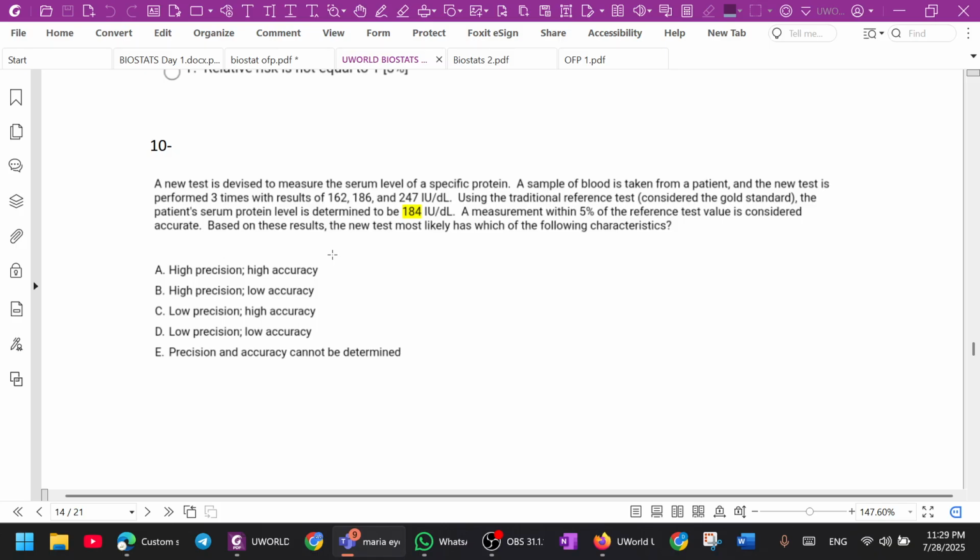A new test is devised to measure the serum level of a specific protein. A sample of blood is taken from a patient. The new test is performed three times: 162, 186, 147. Using the traditional reference test, considered the gold standard, the patient's serum protein level is determined to be 184, a measurement within 5%. The reference test value is considered accurate. Based on these results, the test most likely has which of the following characteristics? It is low precision, low accuracy.